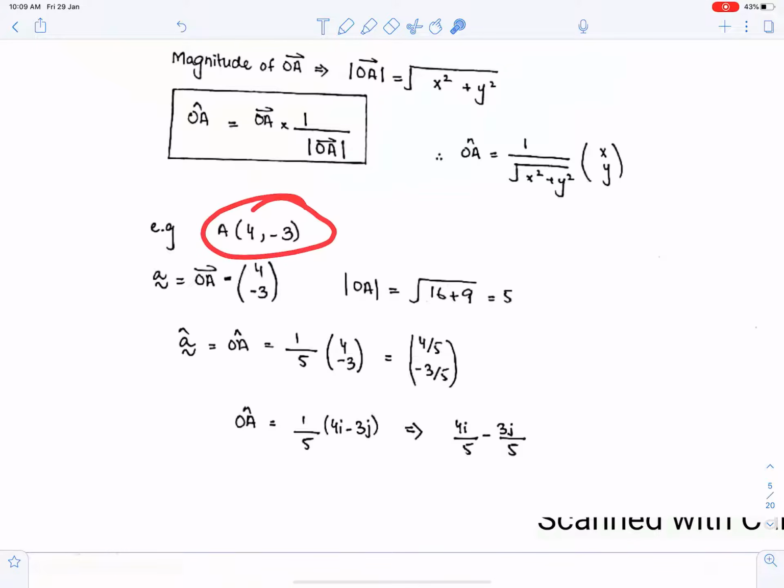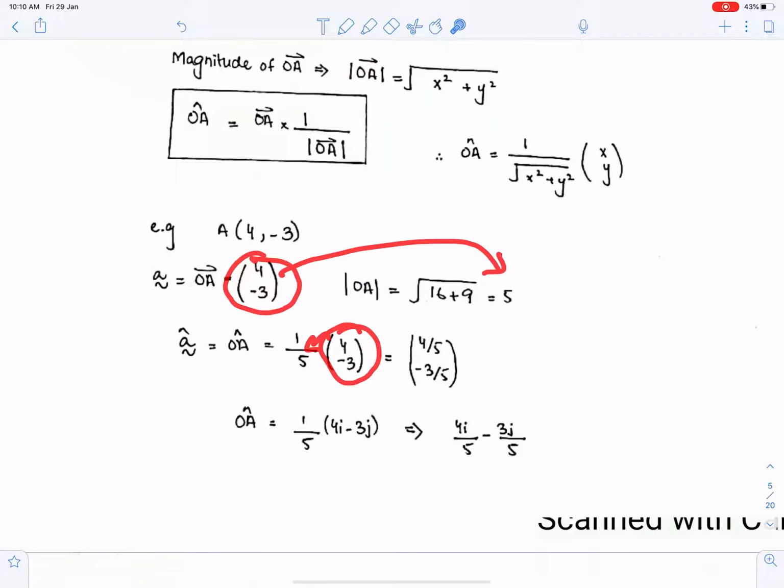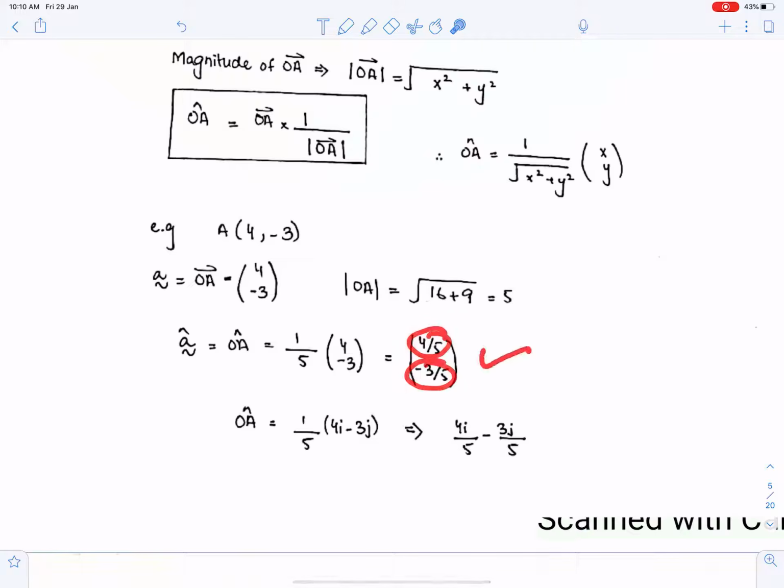Example, this is A. In vector form, it will become 4, minus 3. This is the magnitude of this vector. And this is the formula of the unit vector: vector divided by its magnitude. You can leave your answer here, or you can write this as 4 upon 5 and minus 3 upon 5. They both are right. And in ij form, you can write this vector as 1 upon 5, this will become 4i and this will become minus 3j. This is fine. And if you want to simplify this, you can write this as 4 upon 5 i, minus 3 upon 5 j.